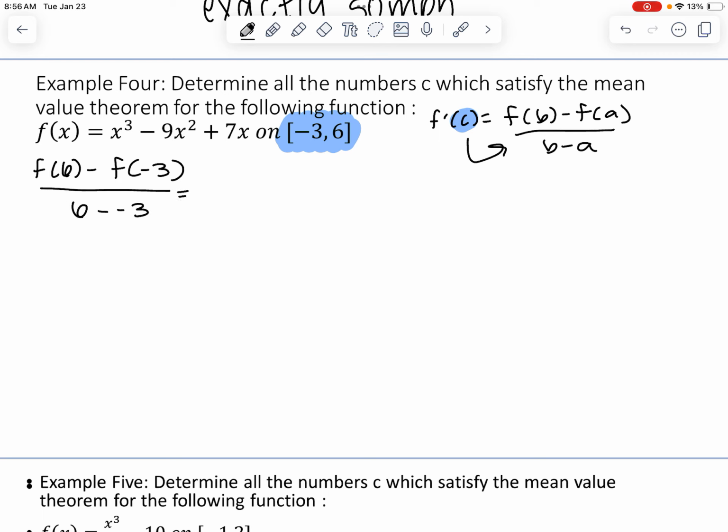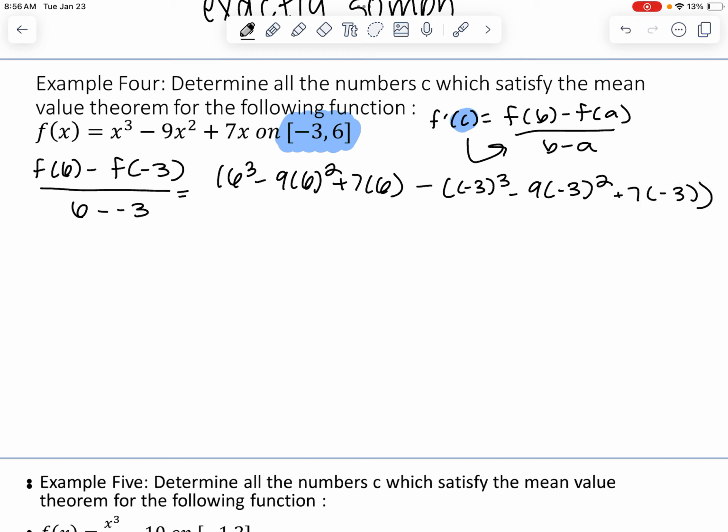I'm going to try to go through this quickly. It'll be 6 cubed minus 9 times 6 squared plus 7 times 6, minus -3 cubed minus 9 times -3 squared plus 7 times -3. Really be careful with your negatives. Remember, if you square a negative, it becomes positive, and then this denominator is going to be 9.